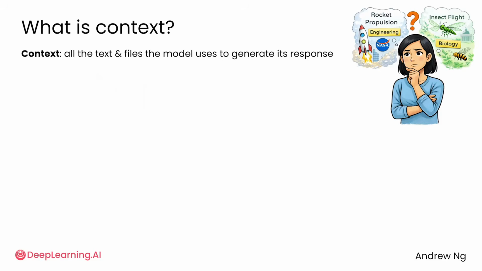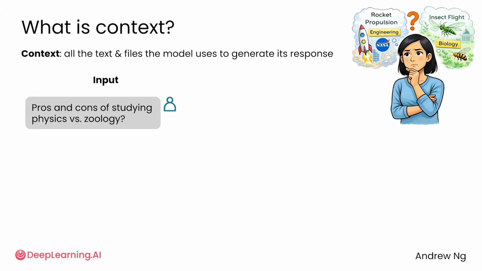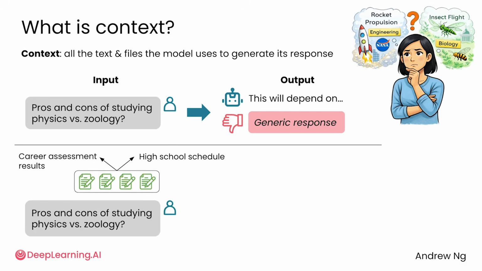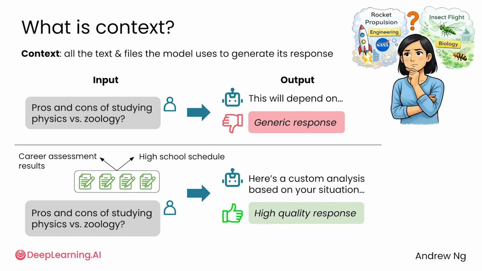Context refers to all the texts and files that the model uses to generate its custom response to your query. If you give it a prompt like pros and cons of studying physics versus zoology, then it will generate an output based on this very limited prompt, very limited context that you have given it, and the response will probably be fairly generic. But if you give it more context, maybe give it your career assessment results and give it your high school schedule so it knows what courses you've been taking, and then ask the same question, all this additional context will help it to give a much more custom and likely higher quality response.